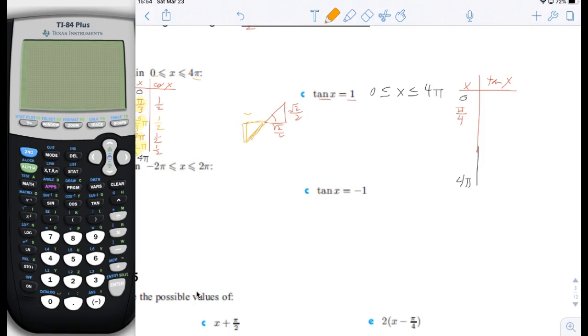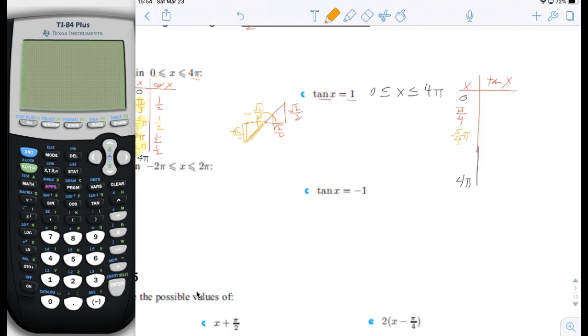This has an opposite and adjacent that are negative. So it'd be negative square root of 2 over 2 and negative square root of 2 over 2. When you divide those two, you get a tangent of positive 1 because two negative numbers will give you a positive. So we know that that angle here is going to be 180 degrees plus 45, which is 1 pi plus 4 pi over 4, which is 5/4 pi. So that angle is 5/4 pi.